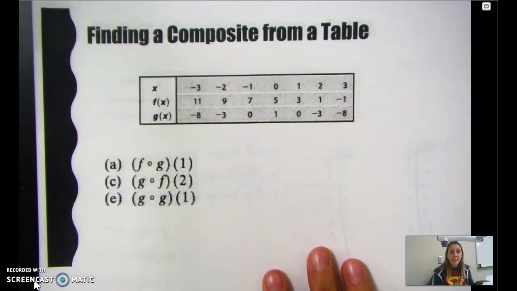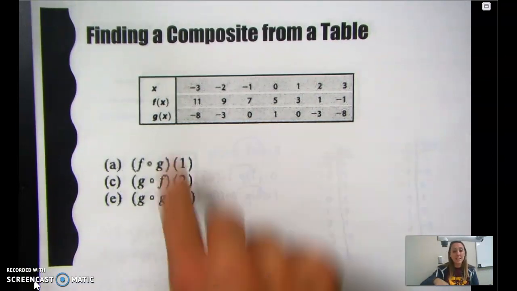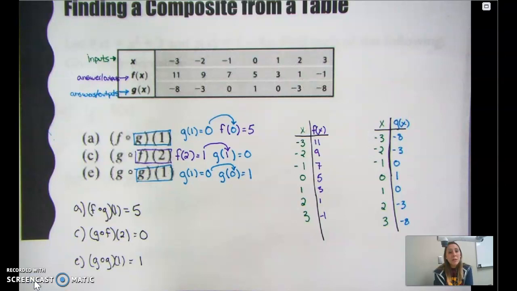Go ahead and get this table in your notes. Okay, so now we're going to be finding a composite from a table. Hopefully you already have this in your notes, but something I want to talk about is that we've not seen a table like this. This is why we have functions, and this is why we name functions different things. It's so we can condense things.